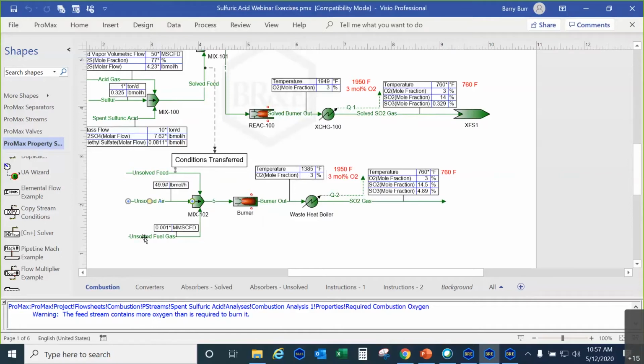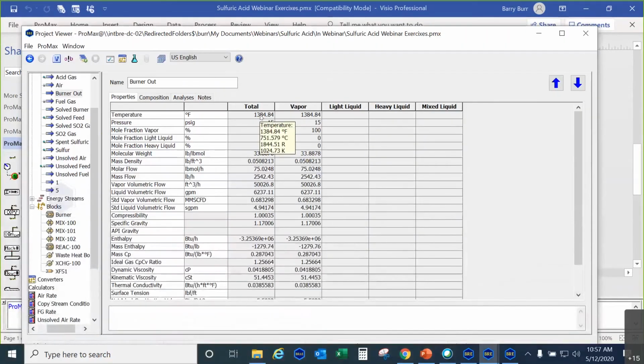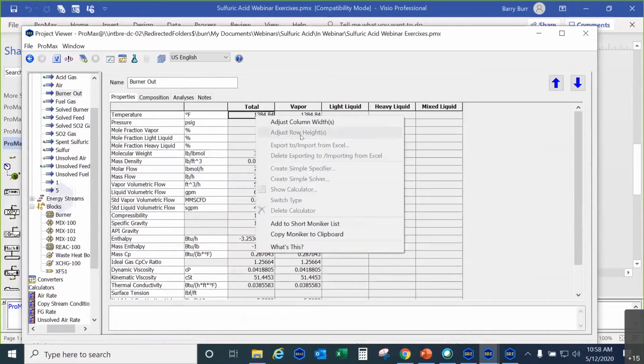So we're going to go through the same process here. The property of interest is the temperature of burner out, and because it's a temperature, one of the scalar quantities, I can do an easier method for getting that property in my solver. I just have to go to the property, which is the temperature, and I right click and I copy the moniker of this property to my clipboard.